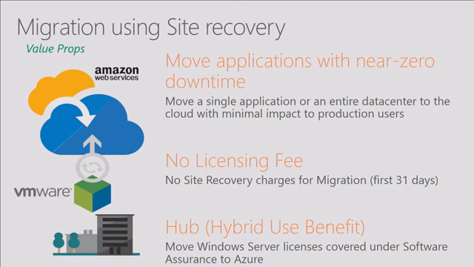I hope you have heard about Hybrid Use Benefit that allows you to run Windows Server licenses in Azure which are covered under Software Assurance. ASR natively has integration with Hybrid Use Benefit. So when you move the workloads with ASR, they will be under Hybrid Use Benefit, and you don't need to pay any additional licensing cost if you are under Software Assurance. So with this, really, we have covered all the three considerations and also provided you more benefits when you are using Site Recovery for migration.